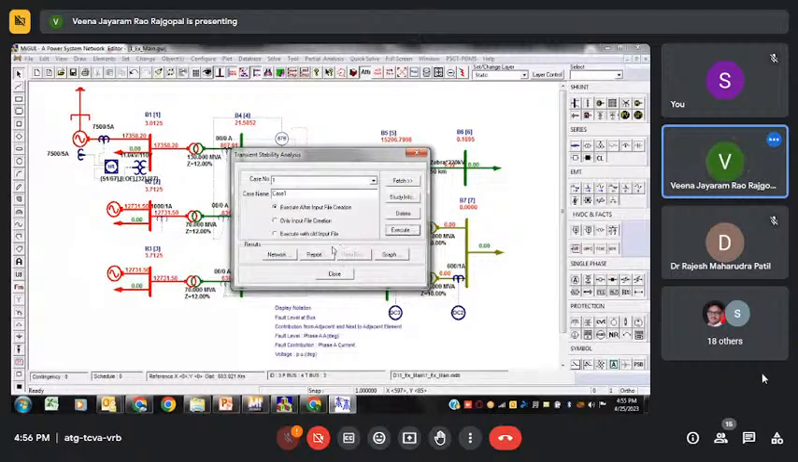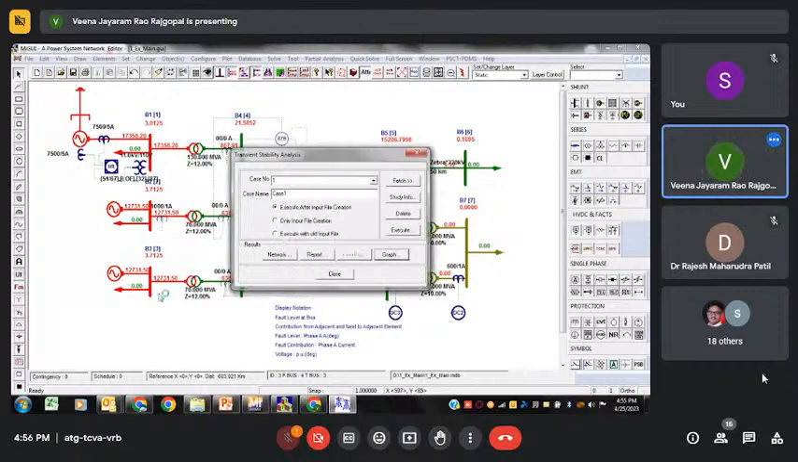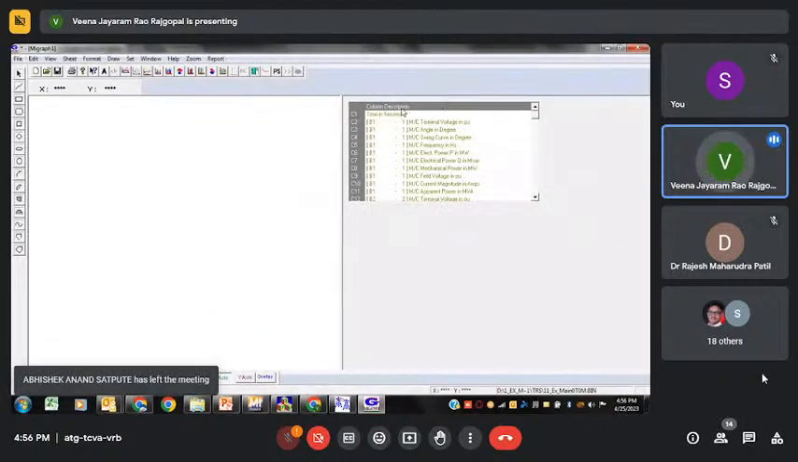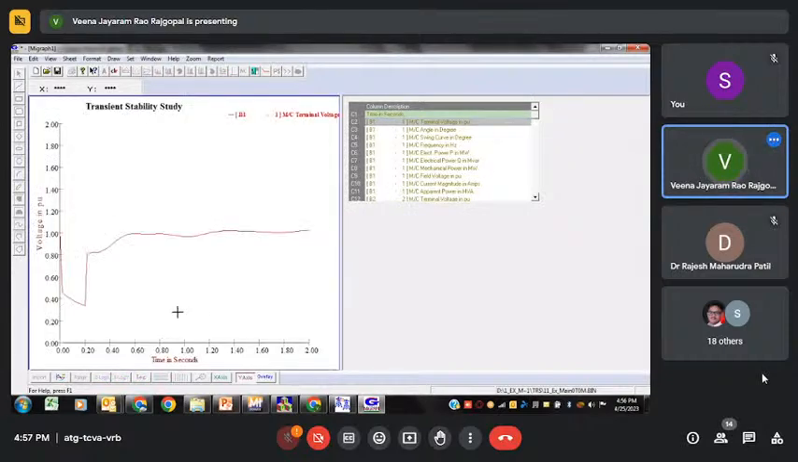So the analysis is done. Here you get various graphs. You can observe the terminal voltage, whatever is selected. You have four buses selected. What are the options? What are the selections? Usually the x-axis is time, and for the y-axis I select what I want to plot.